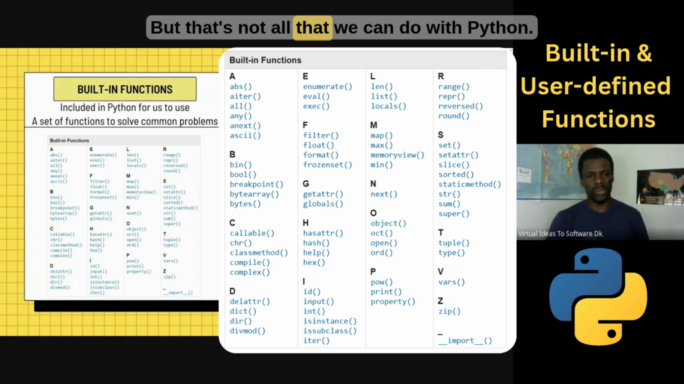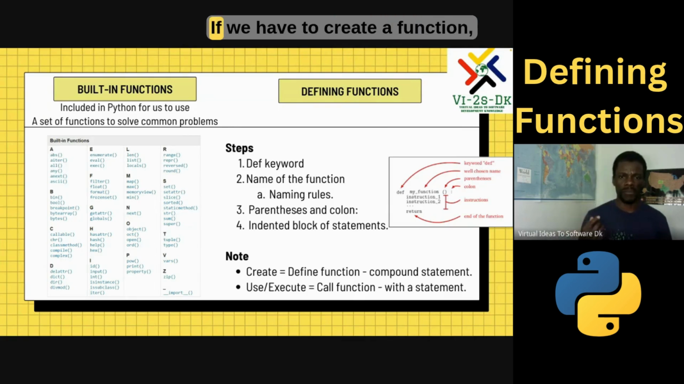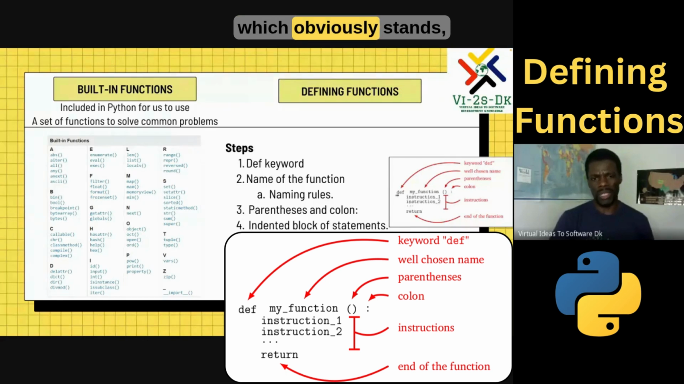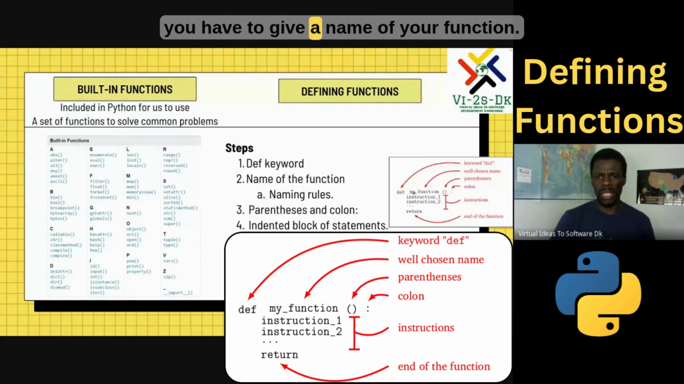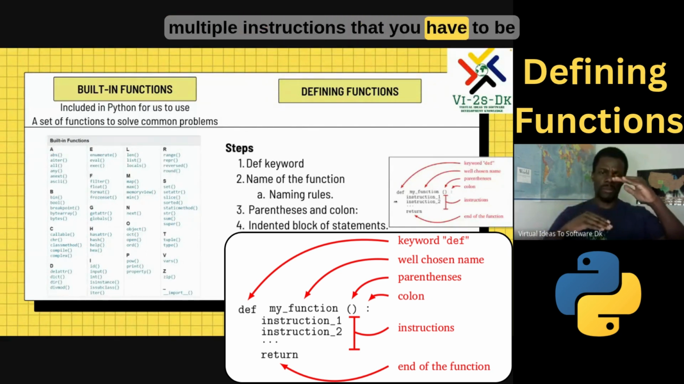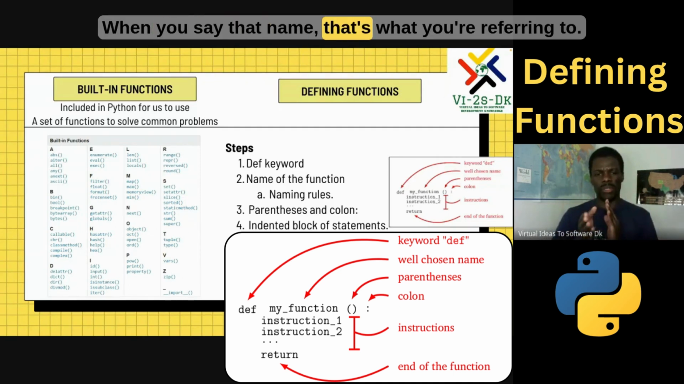But that's not all that we can do with Python. We can decide to define our own functions, to create our own functions. If we have to create a function, there's a particular syntax for that. As you see right here on the right, you can define your function by starting with the def keyword, which obviously means define, right? And once you use that keyword, you have to give a name to your function. So imagine that you have multiple instructions that have to be executed. You have to give those set of instructions a particular name. When you say that name, that's what you're referring to.